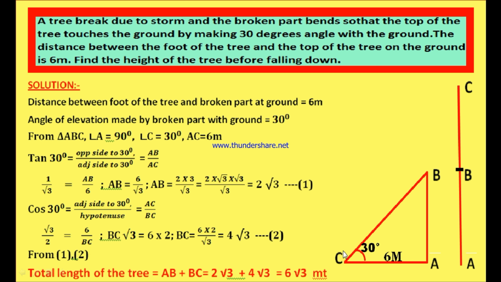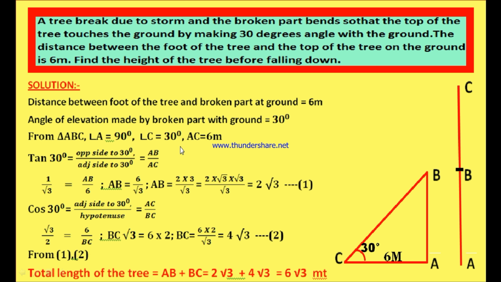Now from this triangle ABC, angle A is equal to 90 degrees. Let us assume that the tree is vertical to the ground so that angle A is equal to 90 degrees, and angle C is equal to 30 degrees and AC is equal to 6 meters. Now see, in this triangle we know this 30 degrees angle C and for this 30 degrees we know the adjacent side, and let us find out the opposite side.